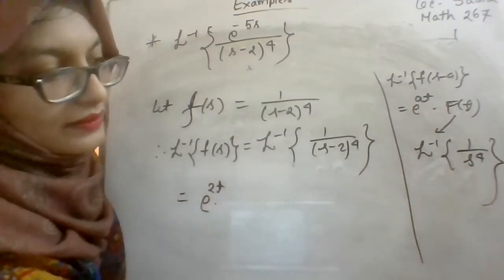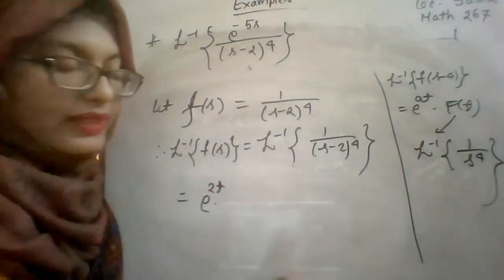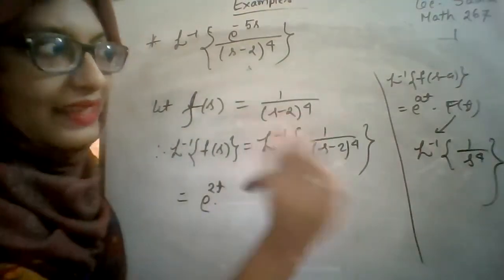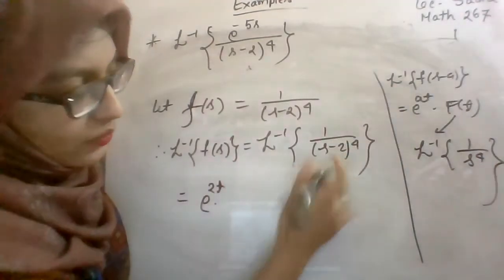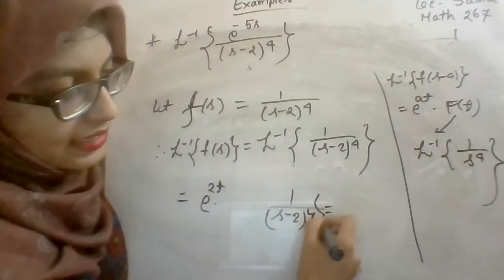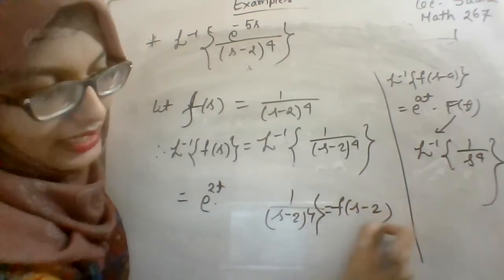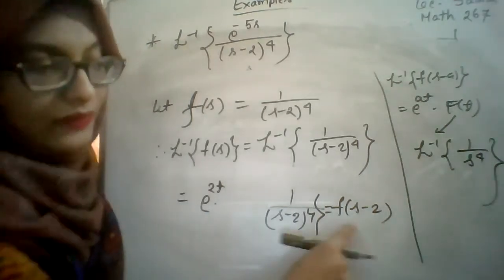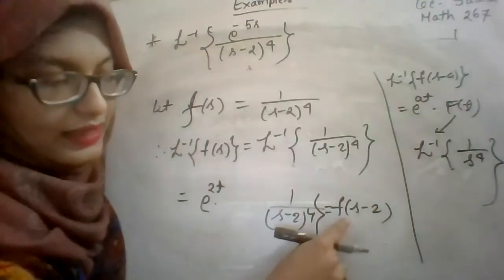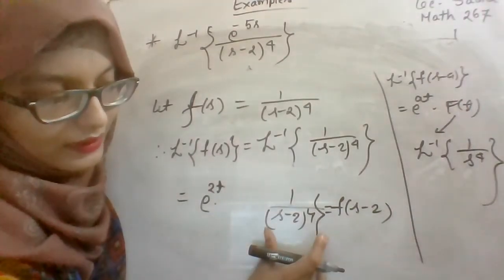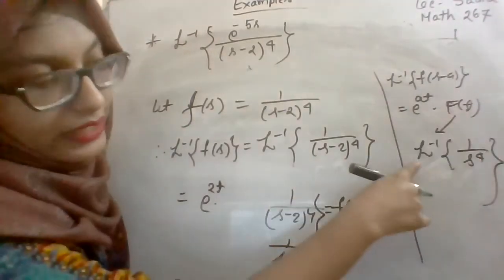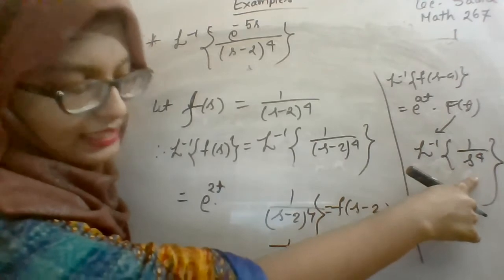Okay, let me explain. Here at first, f of s is considered as 1 by s minus 2 to the power 4. This function is considered as f of s minus 2, that means f of s minus a. If it is f of s minus a, then what will be your f of s? If this is 1 by s to the power 4, that's why I am considering that f of t is equal to the inverse Laplace transformation of f of s, that is 1 by s to the power 4.